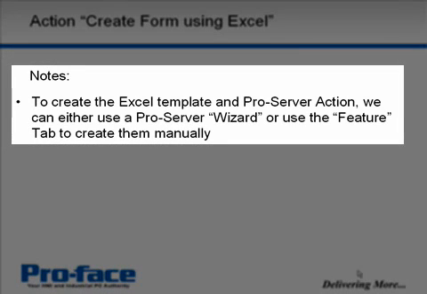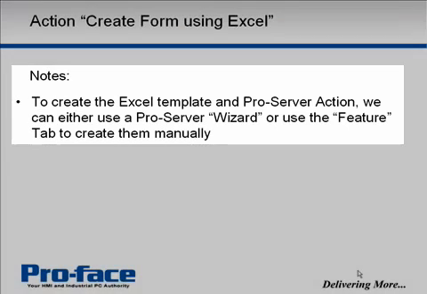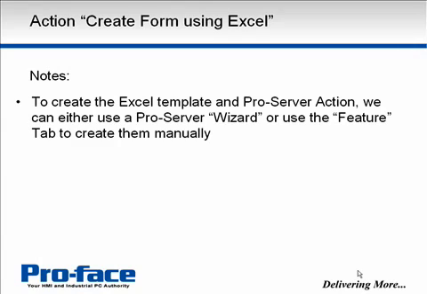In a moment we'll get into the software and I'll show you how this is all going to work, but I'd just like to point out a few things before that. First of all, to create the Excel template and the PRO-Server action, we have two ways to go. We can either use a PRO-Server wizard, which lets you choose from a variety of pre-made templates, or we can use the feature tab and we can create them manually. In this presentation, we're going to be creating them manually, which will help you to see how easy this process actually is to set up.